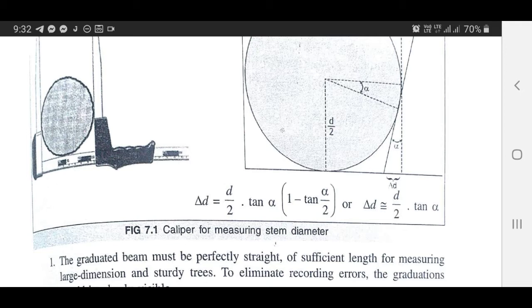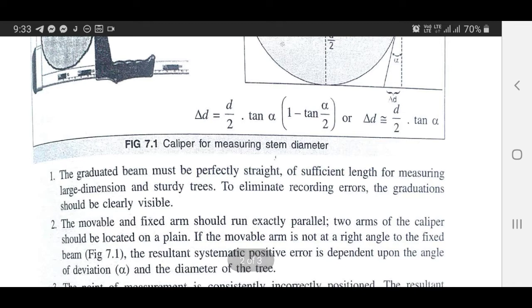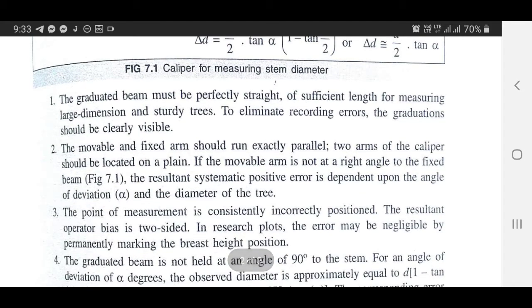Delta alpha D is equal to D upon 2 into tan alpha and 1 minus tan alpha upon 2 R. Delta D is equal to D by 2 into tan alpha. The graduated beam must be perfectly straight, of sufficient length for measuring large dimension and sturdy trees. To eliminate recording errors, the graduations should be clearly visible. The movable and fixed arms should run exactly parallel. Two arms of the caliper should be located on a plane.